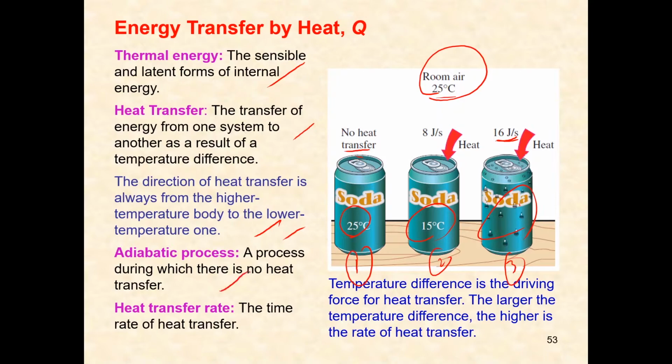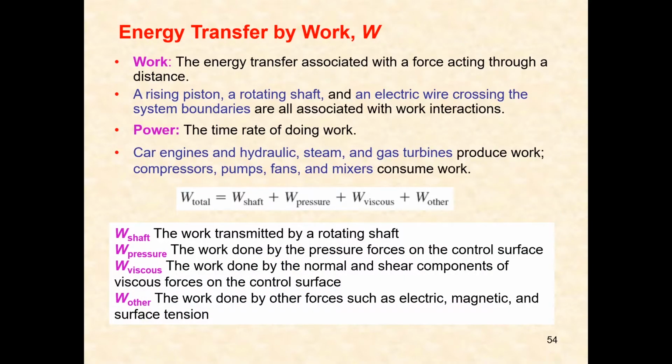An adiabatic process is a process where there is no heat transfer, as you can see from the first one, and heat transfer rate is the time rate of the heat transfer. Okay, here we have several types of energy transfer by work.